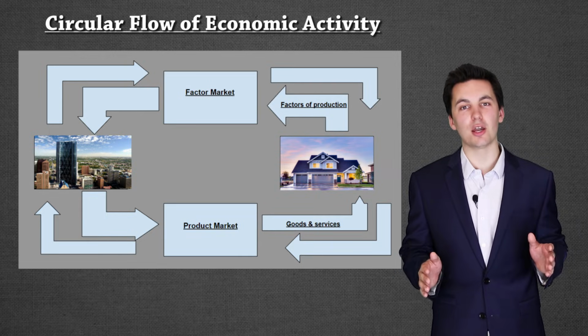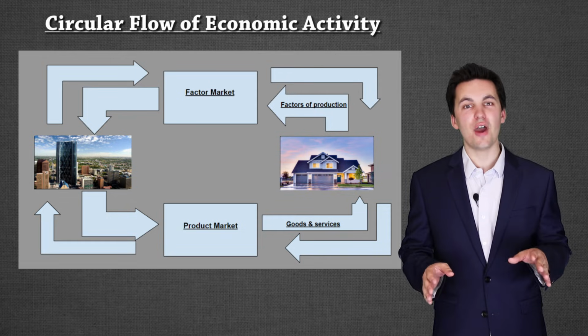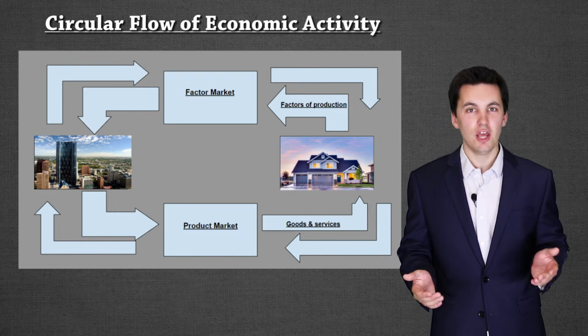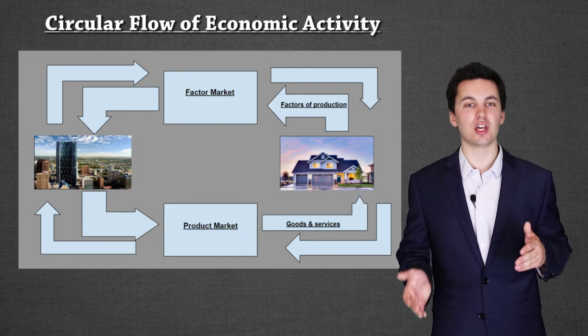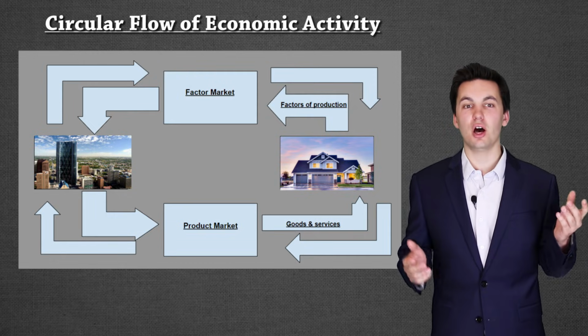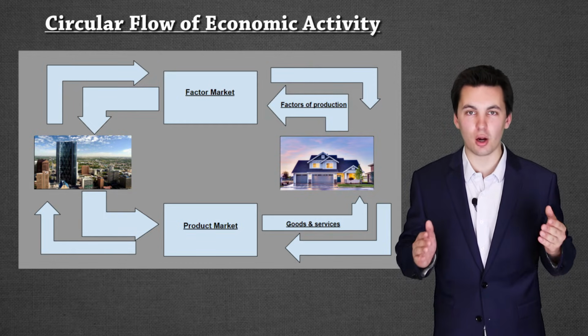Now, the next part of this model is the factor market. Now, the factor market is where households are selling their factors of production. This is kind of that middleman. This is where they're selling it to the company. This is where households are selling and the businesses or the firms are buying.